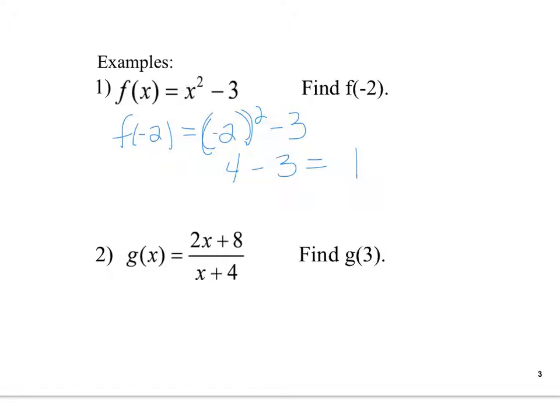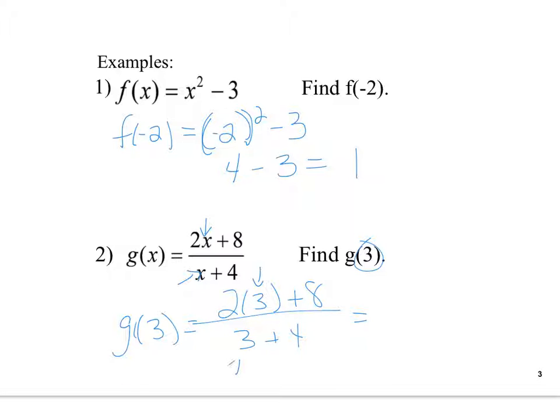Okay, so just a couple other problems. G of x, g of 3 is 2. Okay, I'm going to get that eraser out. G of 3 is equal to 2 times 3 plus 8 over 3 plus 4. So I plugged 3 in everywhere there was an x, here and here, and I do the math. Now follow the order of operations. Multiplying goes first, adding, we do the top first, the bottom, and then divide.